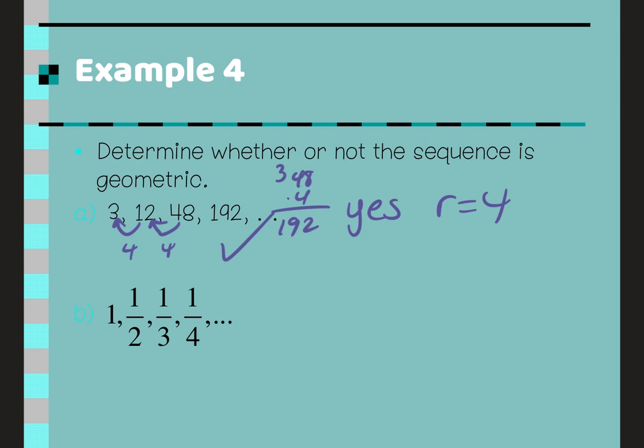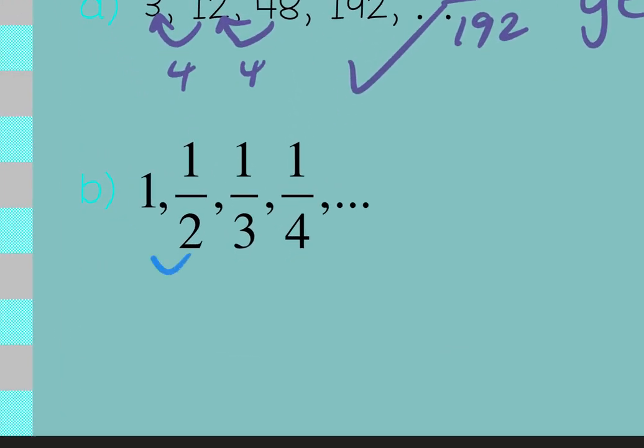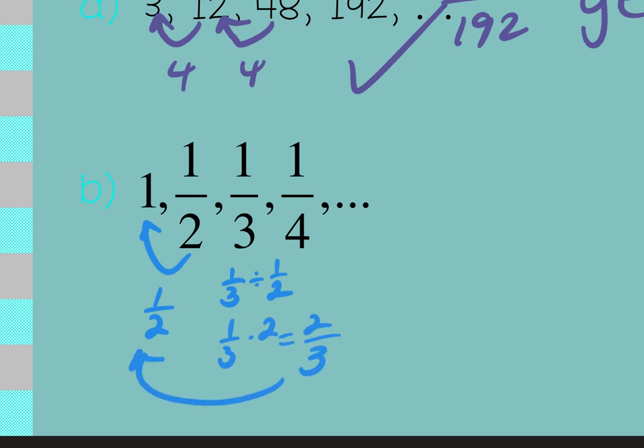All right, now go to B. B is 1 to 1/2 to 1/3 to 1/4. So I have to divide. 1/2 divided by 1 is obviously 1/2. 1/3 divided by 1/2 becomes 1/3 times 2, and that's 2/3. As soon as you get ones that don't match, just stop. You don't have to go any further. It is not geometric.